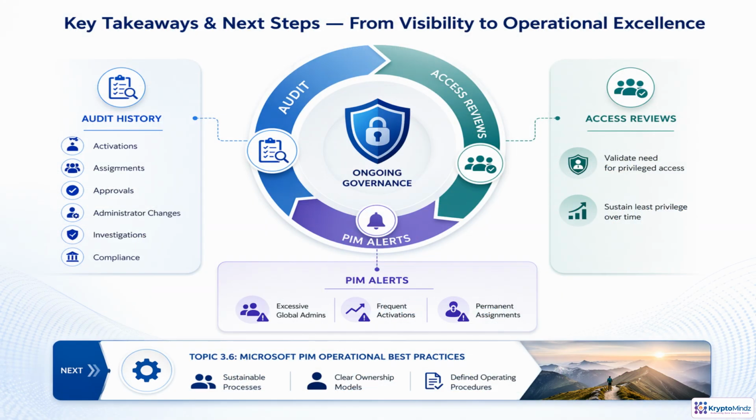The key message is that PIM governance is continuous. Audit history gives you evidence. Access reviews confirm that privilege is still justified. Alerts surface risky patterns before they become incidents. Together, these capabilities help you log, monitor, review, and remediate privileged access. Next, we'll turn them into repeatable operating practices with clear ownership and sustainable procedures.